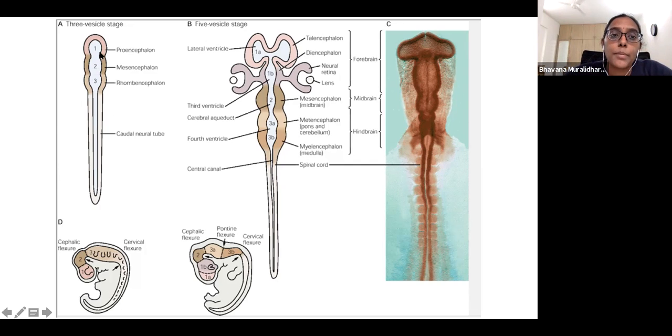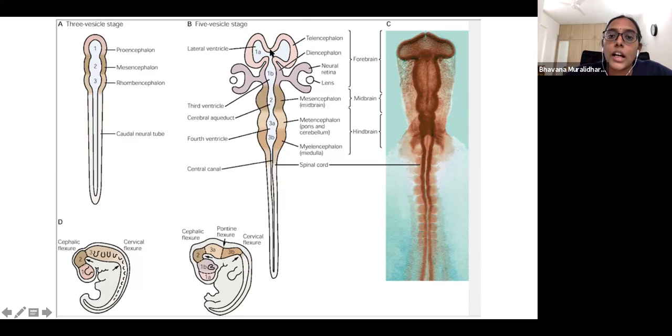So very broadly, in the 3-vesicle stage, you have the prosencephalon, which gives rise to the forebrain, the mesencephalon, which will give rise to the midbrain, the rhombencephalon will give rise to the hindbrain, and the caudal neural tube forms the spinal cord. And very soon you'd see, as development progresses, that once this anterior posterior axis is set, local events shape the patterning of the regions locally.